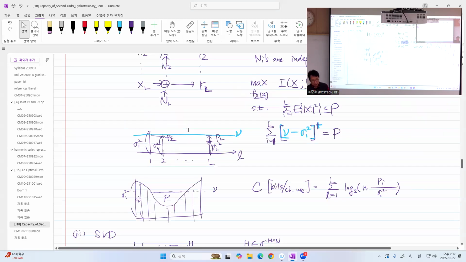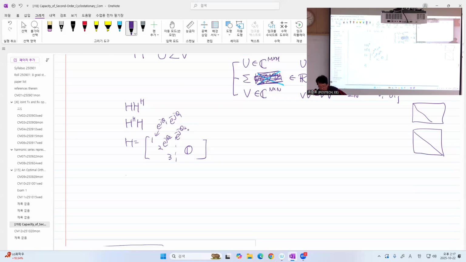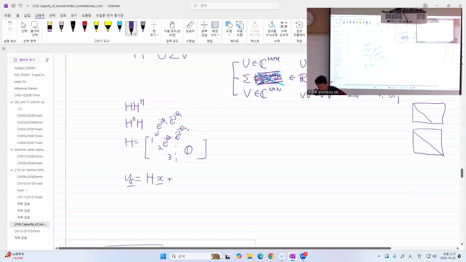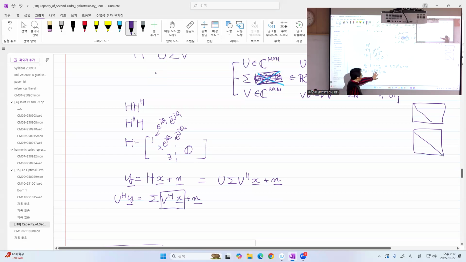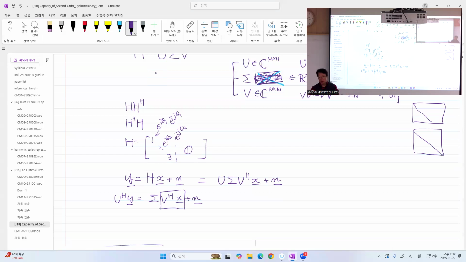Something like that. So SVD applied to this model. Here, H can be a rectangular matrix. Then you have U sigma V Hermitian X plus N. Then what do you do? First, you may apply U Hermitian to have this one. Now, you know that a unitary transformation does not change the length of a vector.